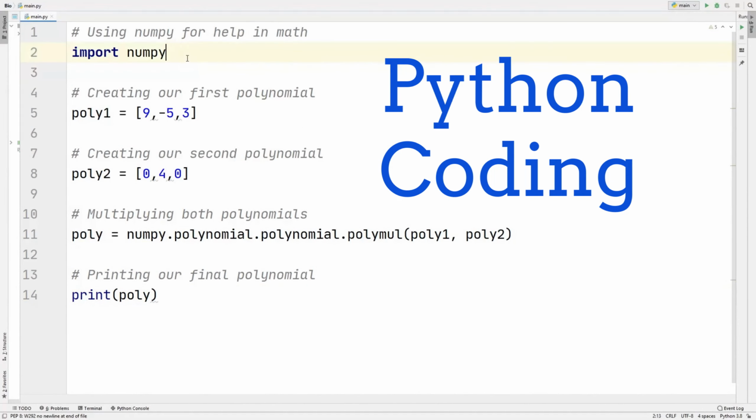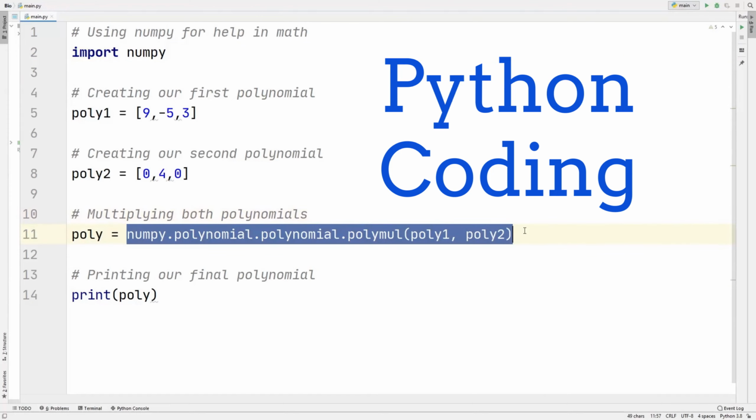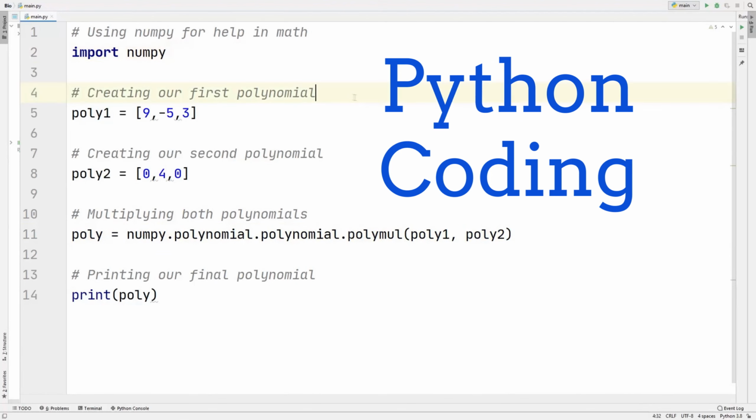At the top, we're first importing NumPy, and we're going to be using NumPy to help with math. We need to multiply both of our polynomials, and to do this, we're just going to use NumPy. Next, we're creating our first polynomial, which is polynomial 1. We name the variable polynomial 1, and then we assign it this array. Inside the array, we're going to have 9, -5, 3.